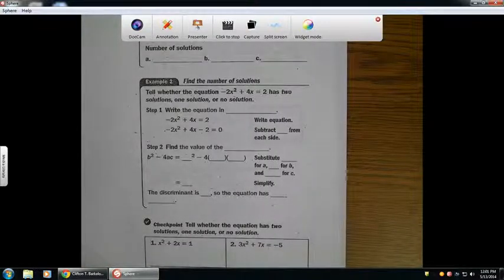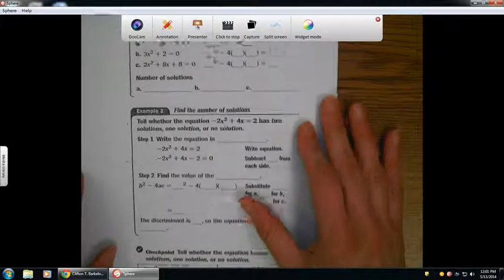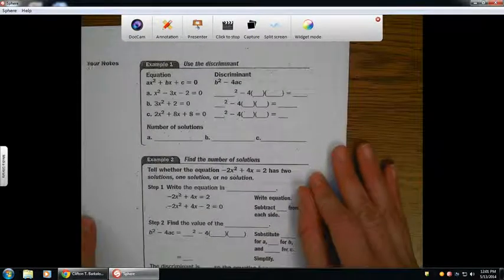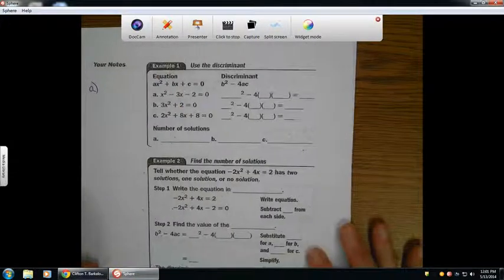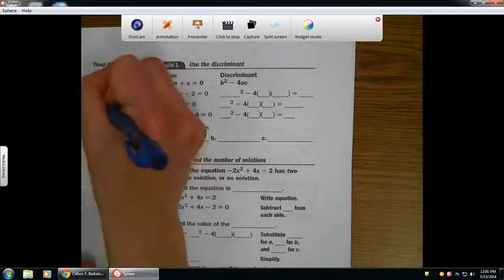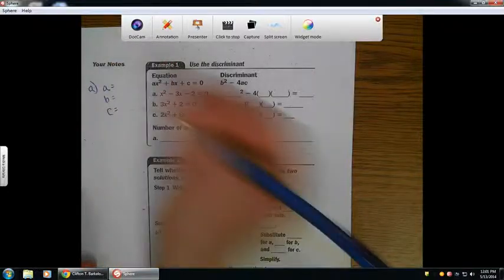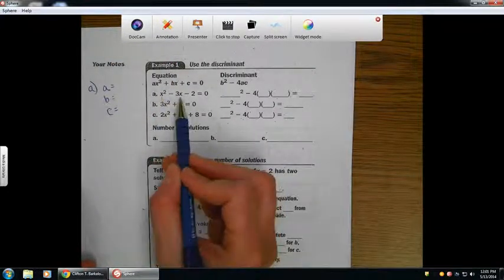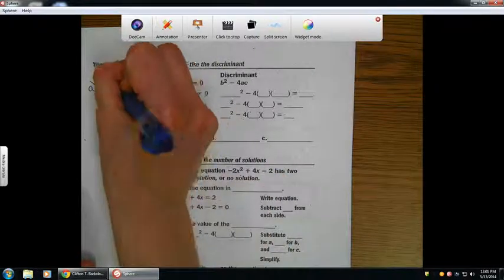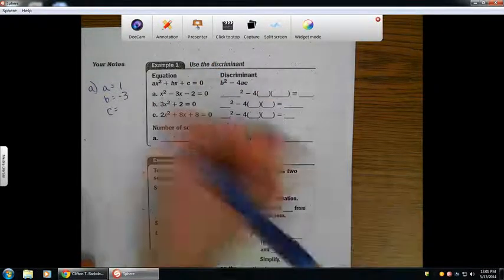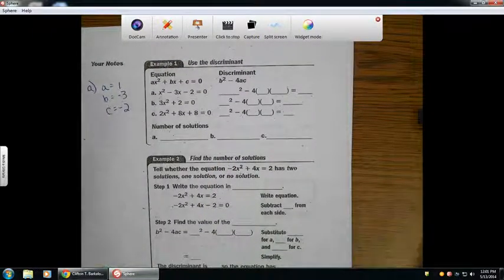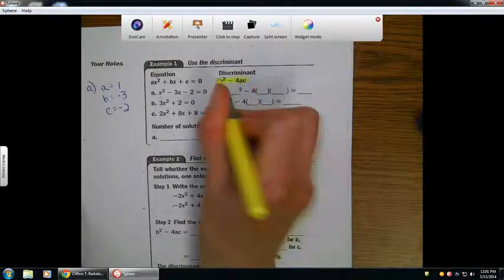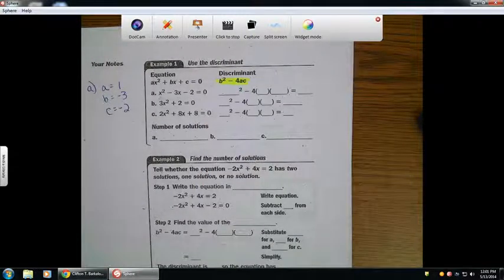In example 1, we're going to use the discriminant to determine how many solutions the quadratic equation has. In A, for each of these, we're going to determine what A is equal to, B is equal to, and C is equal to. In x squared minus 3x minus 2 equals 0, A equals 1, B is negative 3, and C is negative 2. Now remember, the only part of the quadratic formula that we're using is what's under the square root sign, your b squared minus 4ac.